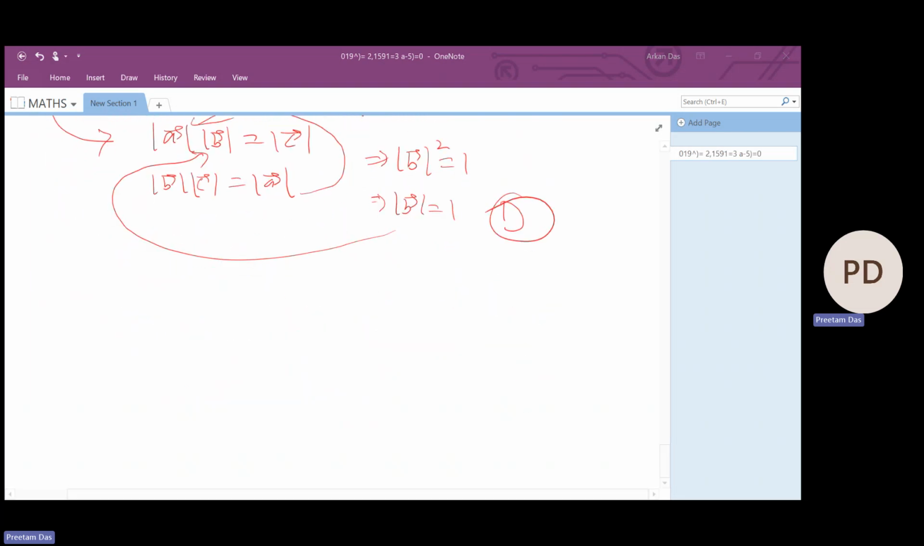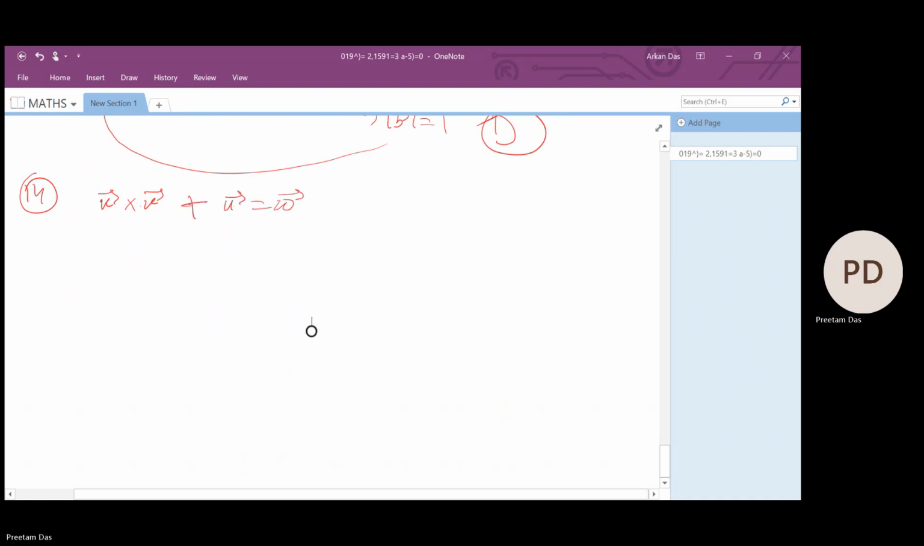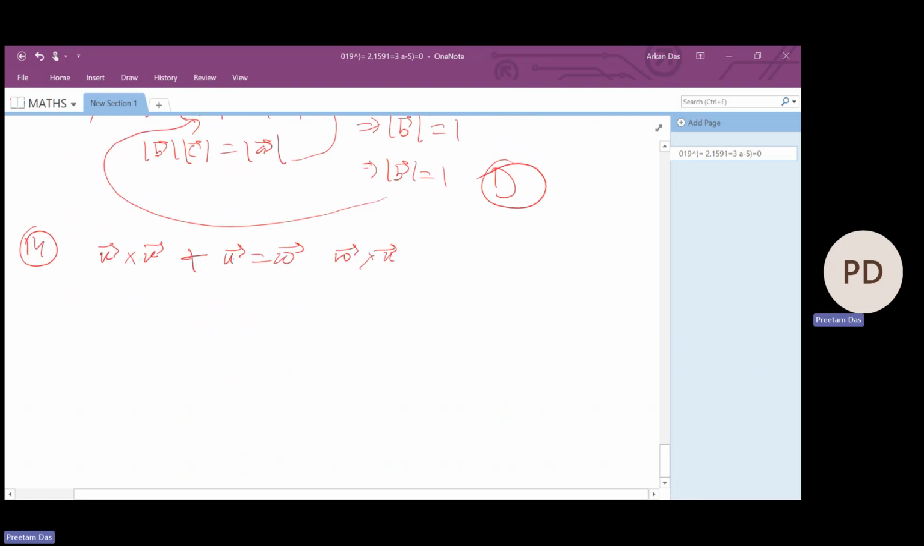Okay. Let us see number 14th. So U and V are unit vectors and they are given a relation. What is the relation? U cross V plus U equal to W. And then W cross U is given to be V.